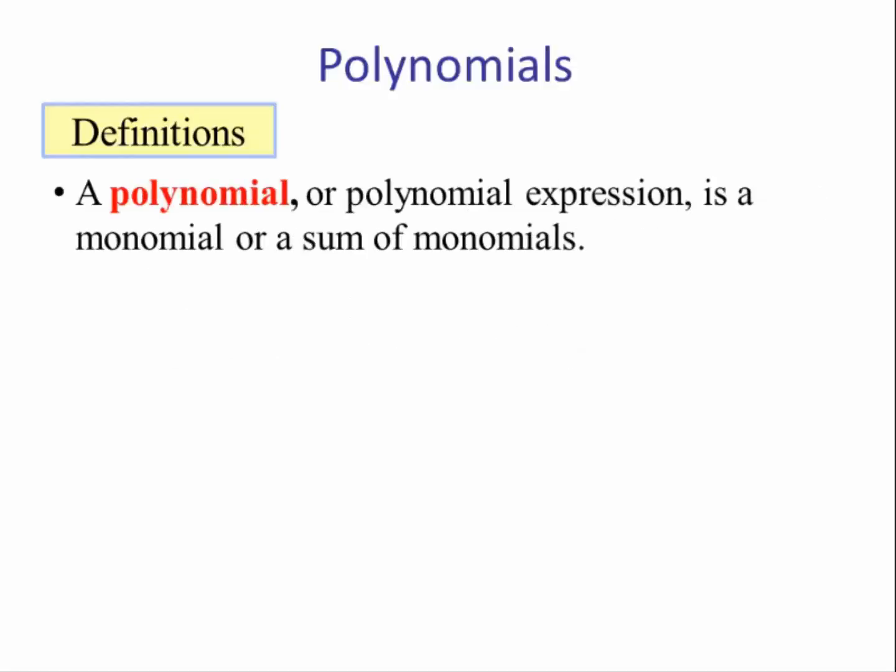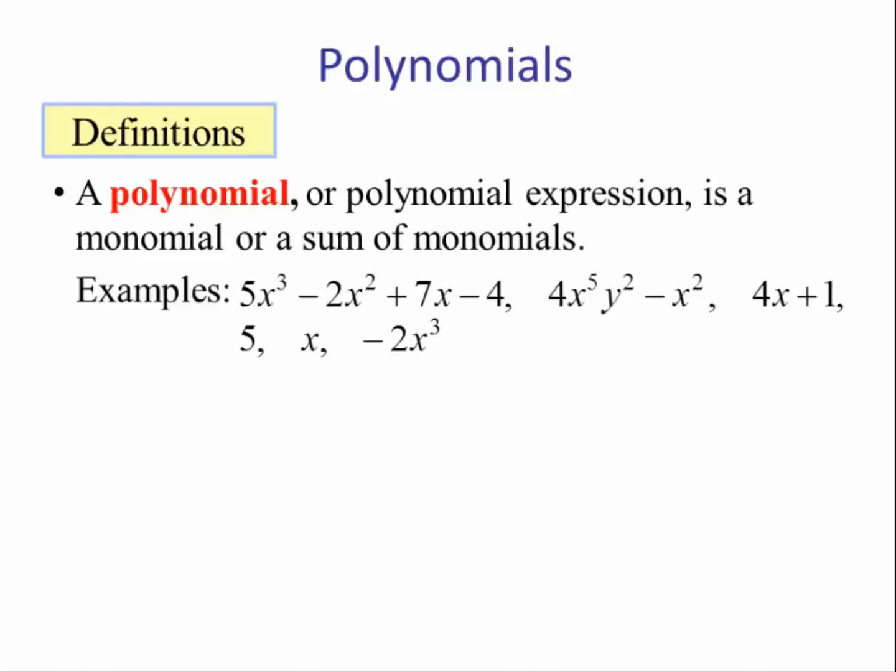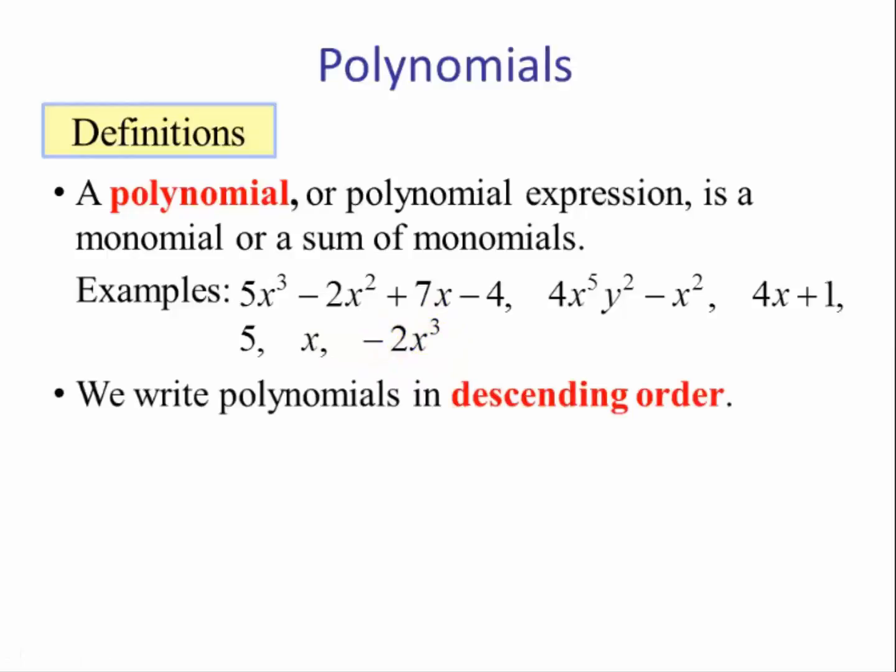A polynomial or polynomial expression is a monomial or a sum of monomials. Example: so this is a polynomial that has 4 terms. The terms are separated by addition or subtraction. This is a 2-term polynomial. So is this a 2-term polynomial. 5 is a polynomial because it's a monomial. So is x, and so is negative 2x to the 3rd. We write polynomials in descending order.